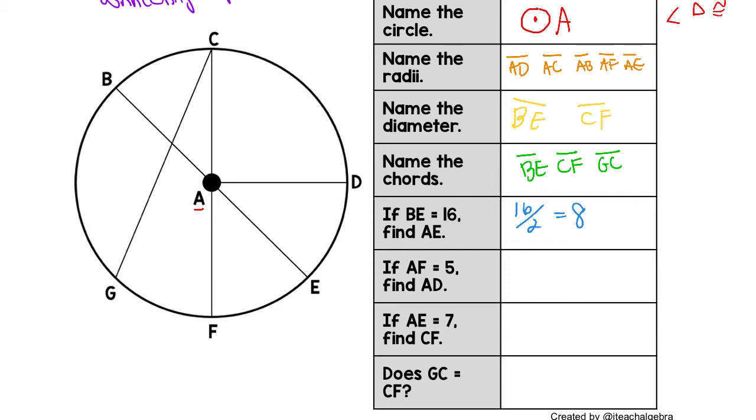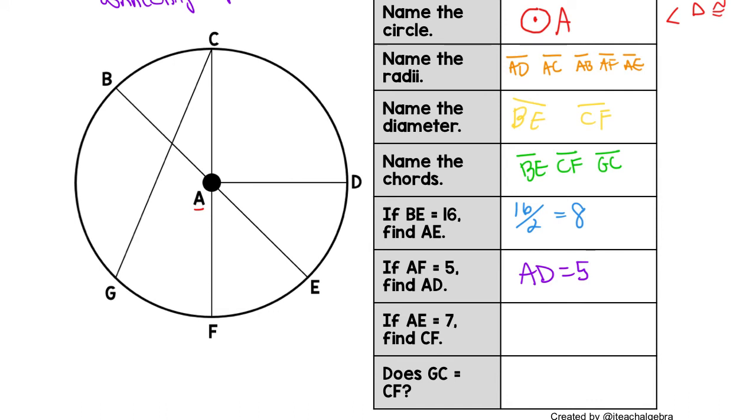Next one, if AF equals 5, find AD. Pause here and see what you can find out. So if AF is 5 and it's a radius, AD is also 5 because it's also a radius.